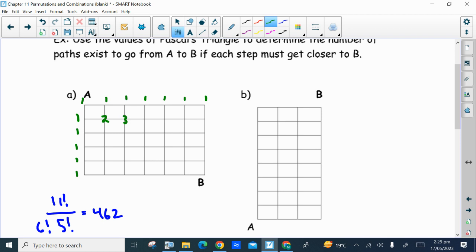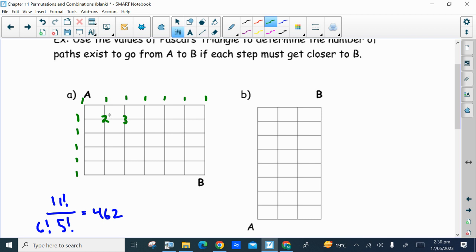Now, if we continued the same process of actually counting all the individual ways, you'd lose count. You'd miss some of the paths. It would be hard to get the answer of 462 by counting. But if you look at the pattern here, this 2 can be found by adding these 2 1s together. 1 plus 1 equals 2. This 3 can be found by adding these 2 numbers together. 2 plus 1 is 3. The only way you can get to this spot where I have a 3 written is directly from above or from the side.